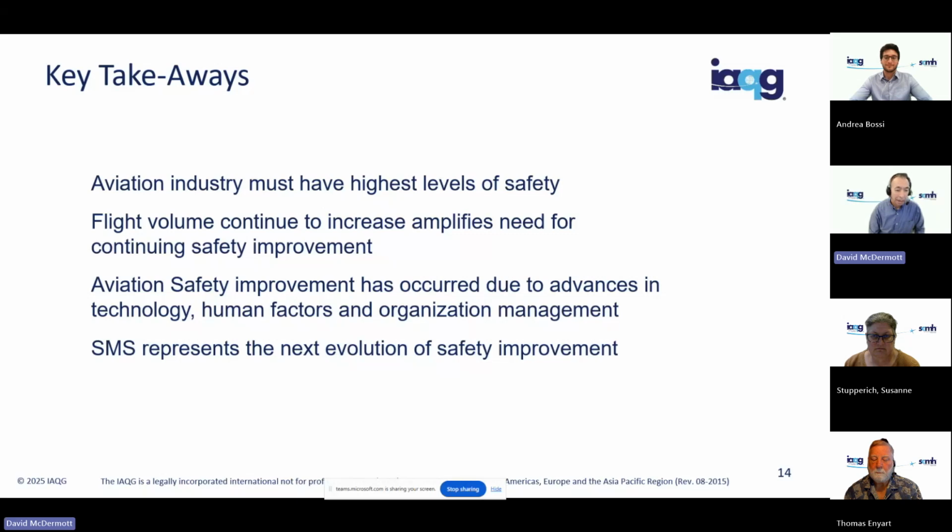Some takeaways. The aviation industry must have the highest levels of safety. Flight volume continues to increase, and therefore, for us to improve the time between accidents, to eliminate accidents as much as possible, we need to continue to improve. Advancements in aviation safety have occurred through technology, human factors, and organizational management enhancements. And safety management systems, or SMS, is part of the next evolution for safety improvement.